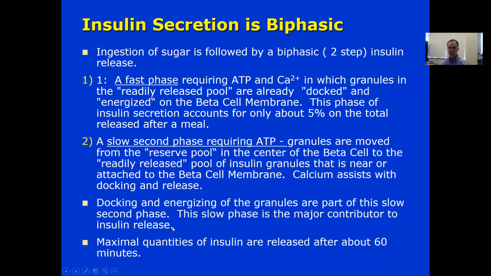Also note, the maximal quantities of insulin are released after about 60 minutes following a meal. So it takes about 60 minutes for this process for the insulin to finally reach maximum to help bring down the glucose levels.